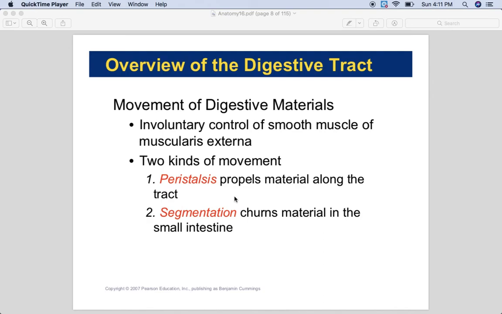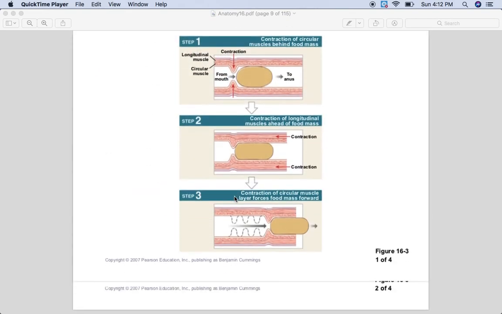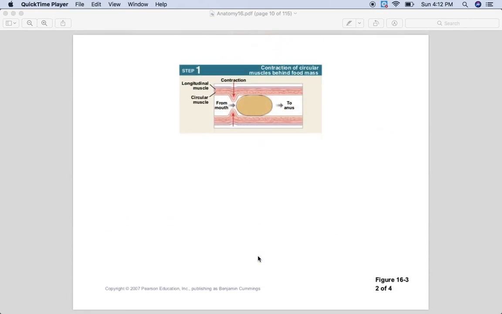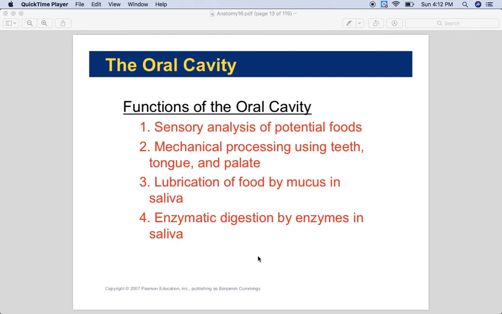Now, segmentation means that food is also churned, so it swirls around and around. So the combination of pushing food down and swirling it around helps expose everything to the chemicals along the way and any parts of your digestive tract where absorption takes place. So this is peristalsis. The contractions happen behind the food, and then segmentation is when it is swirling around, and that's what these pictures are.